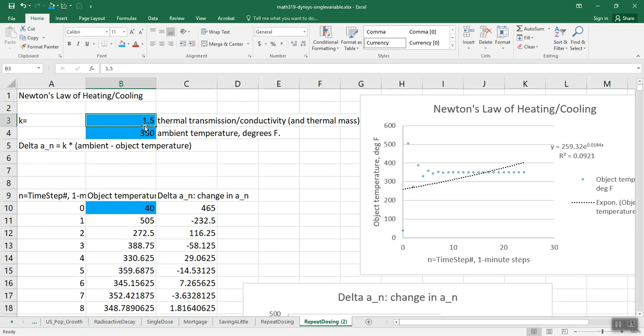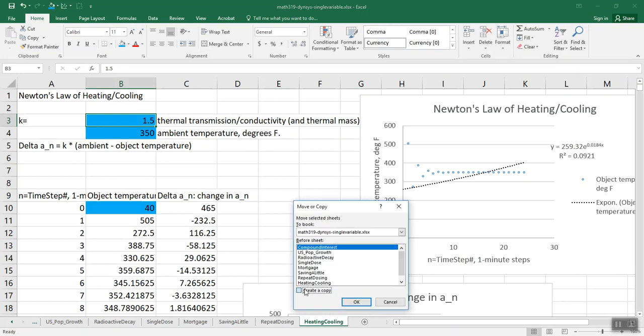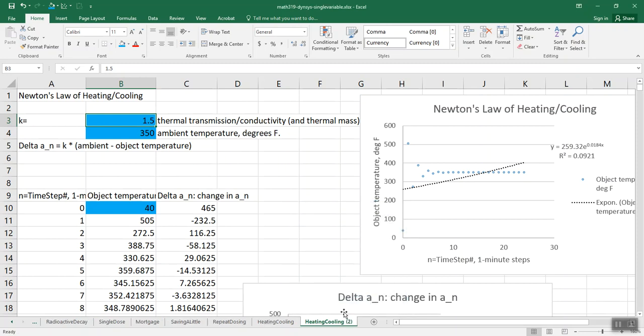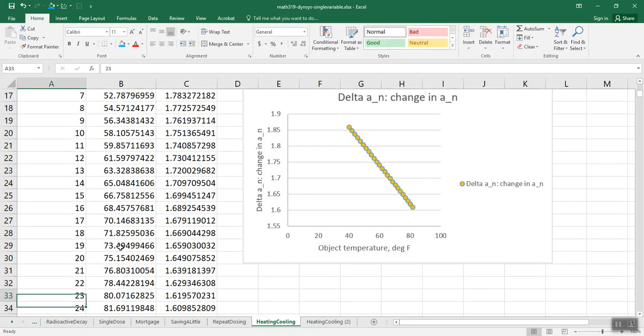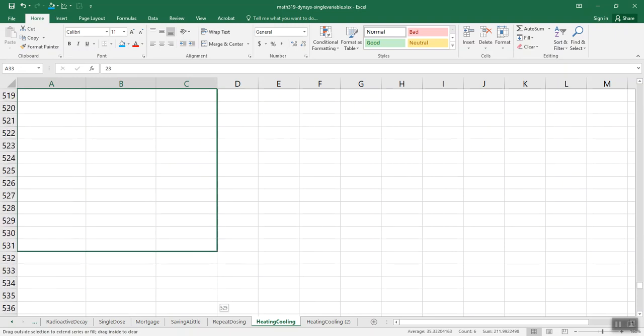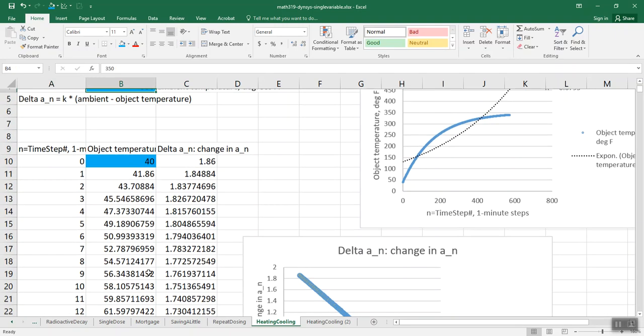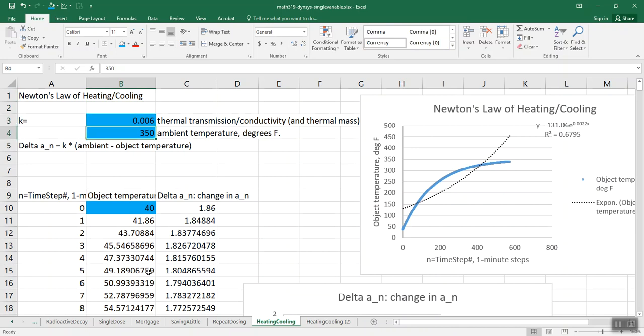So maybe we should leave that here. We'll change the name here. Let's actually leave a copy of the strange behavior there. And here in the original heating and cooling tab, we'll go back to something more reasonable and run it out for longer. Did you figure out what starts at 40 degrees in a 350 degree environment and around Thanksgiving time? That's right, it's a tofurkey straight from the fridge at 40 degrees into the oven at 350.